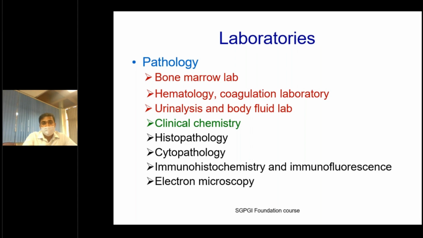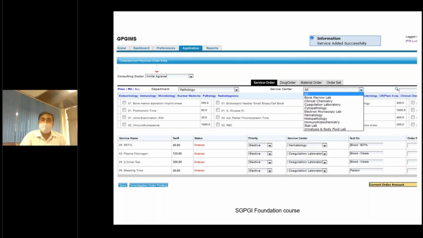So with respect to pathology, pathology has different laboratories under its umbrella, be it the bone marrow lab, hematology lab, coagulation laboratory, or clinical chemistry, or histopathology, cytopathology, or even electron microscopy. By this time, you must all be familiar with this screen, especially those who are on the clinical side who are raising requests for different tests day in, day out.